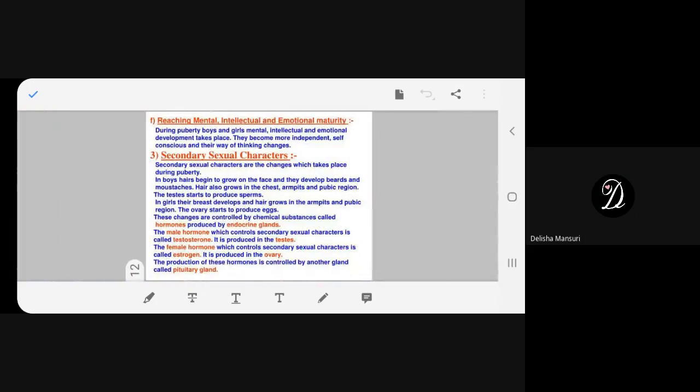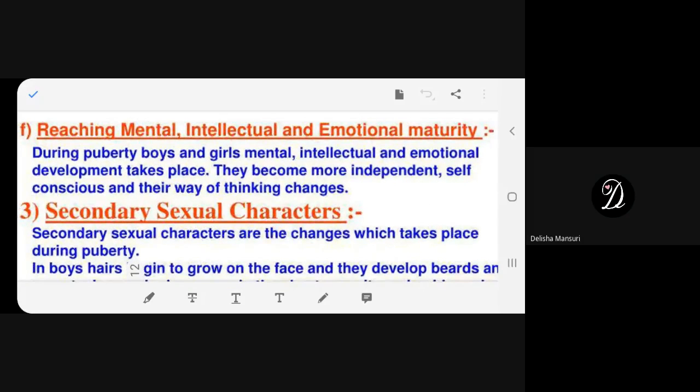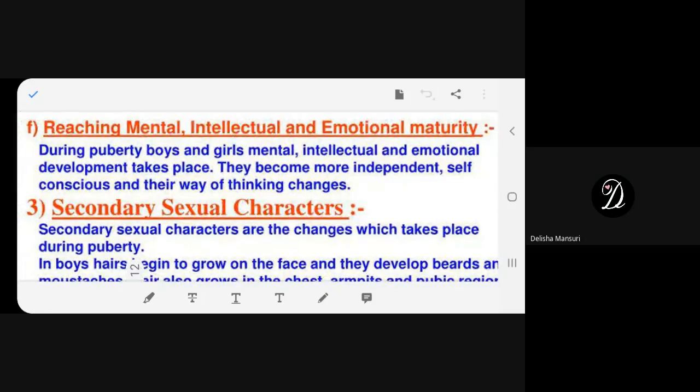I think I taught you this in the earlier chapter. I think so. I remember. Now, reaching mental, intellectual, and emotional maturity. See, this is why I'm taking so many slides again and again. It is a sort of revision to you in a different way. Okay, starts reaching mental, intellectual, and emotional maturity. During puberty, boys and girls' intellectual and emotional development takes place. They become more independent, self-conscious, and their way of thinking changes.